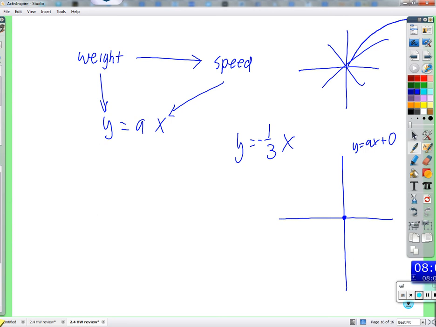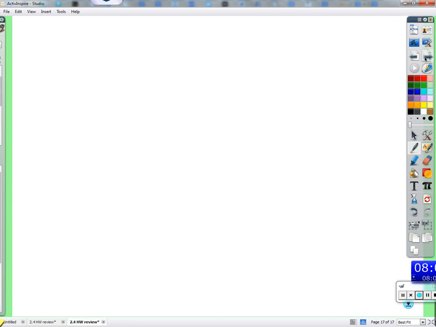Anyway, it is good to be able to examine what people are saying and not just take it at face value. Inversely proportional, that's something else completely. We'll talk about that another time. Why it goes up, I go down. That is the way to think about it. Okay, so direct variation: y equals ax. So y equals a times x.